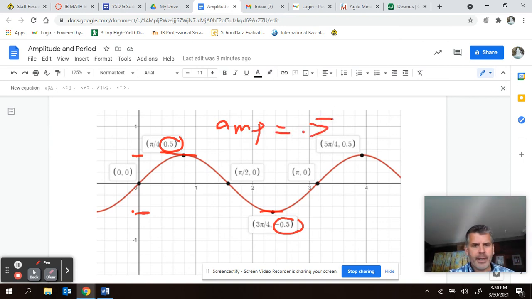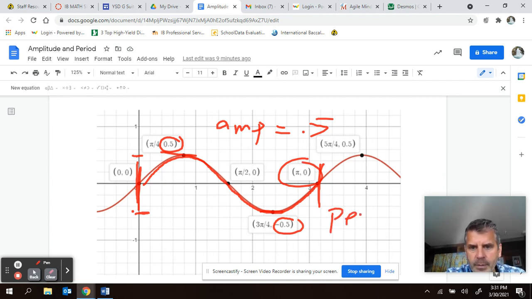Okay, well, what's the period? Well, trace out a unique or non-repeating part of the function. And then once you get to there, it's going to start repeating again. So there is one period of that function. That length, hey, it's right there, is pi. So our period in this one is pi.